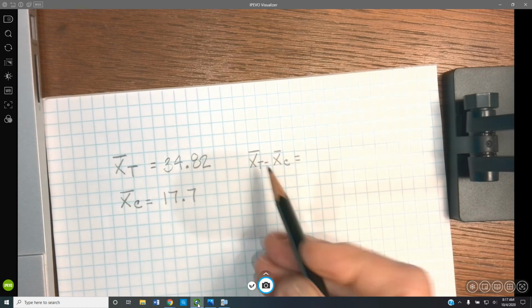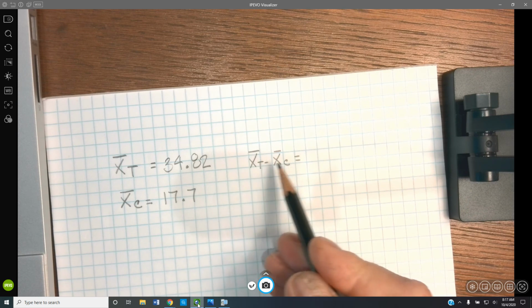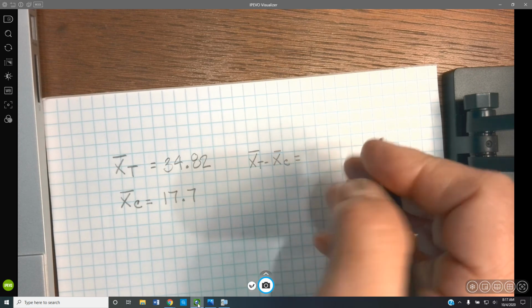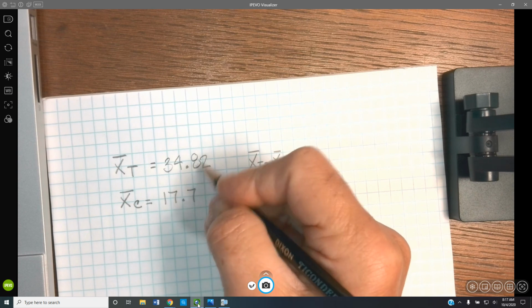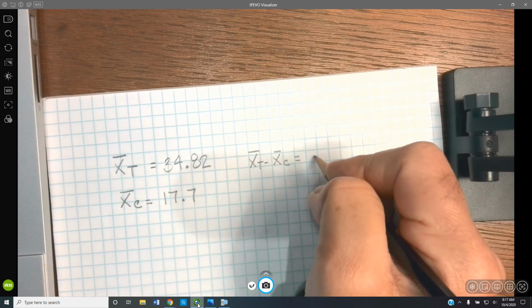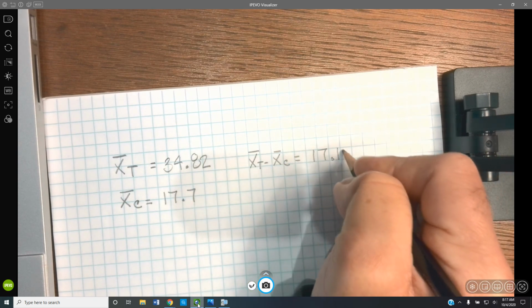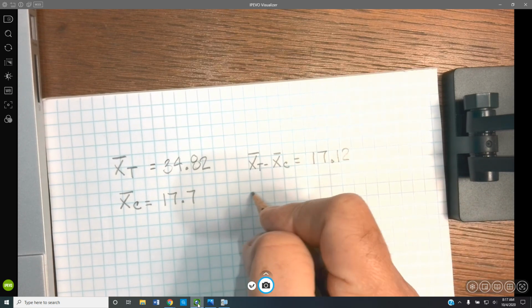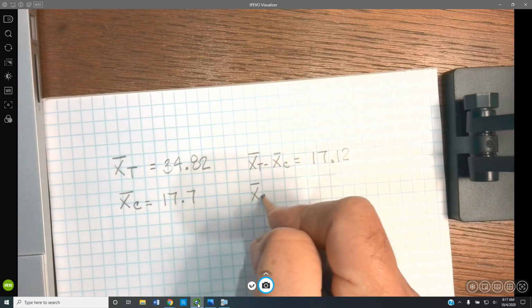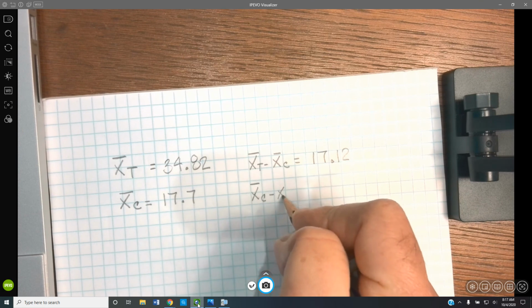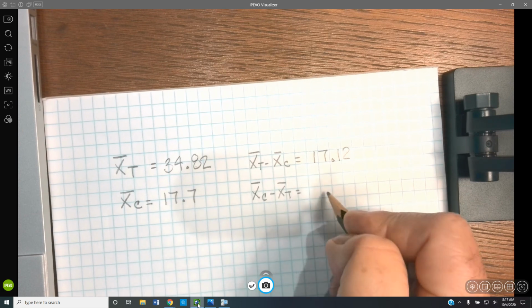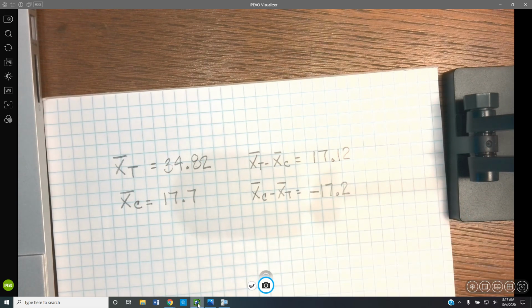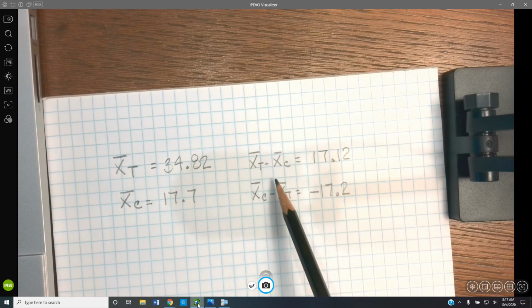So you could say that one minus the other, or the difference in tea compared to coffee, if I did the subtraction work over here, would be 17.12. That's the difference in the two means. I also could say the difference in coffee compared to tea, and you'll notice we get a completely different number, which is negative 17.2. Now, here's what that tells me if you go back to what we've talked about before.